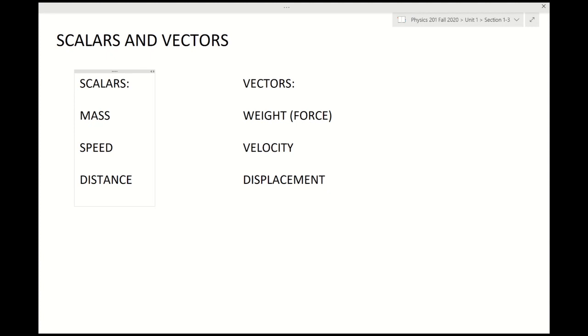Another example of a vector is weight. It's the force. That's a common mistake you see on packaging where it says net weight and then gives it to you in kilograms. Pounds measure force, kilograms measure mass.